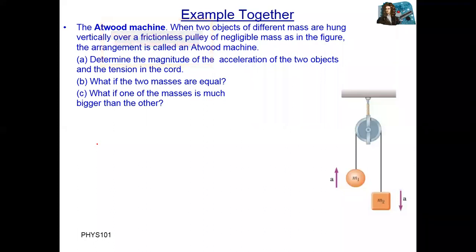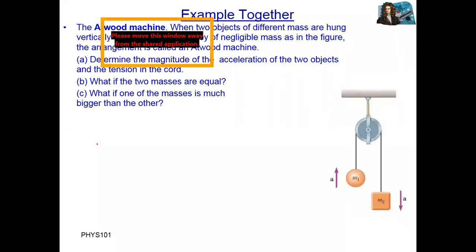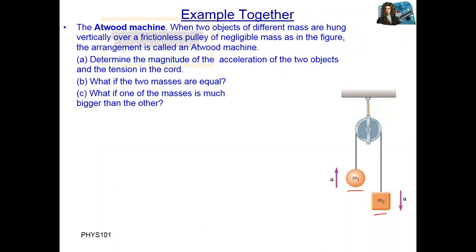An Atwood machine. Actually, what is an Atwood machine? An Atwood machine is when two different masses are attached to each other over a frictionless pulley, correct? So one body's motion will affect the other one. You can see here two masses are connected: mass number one and mass number two.